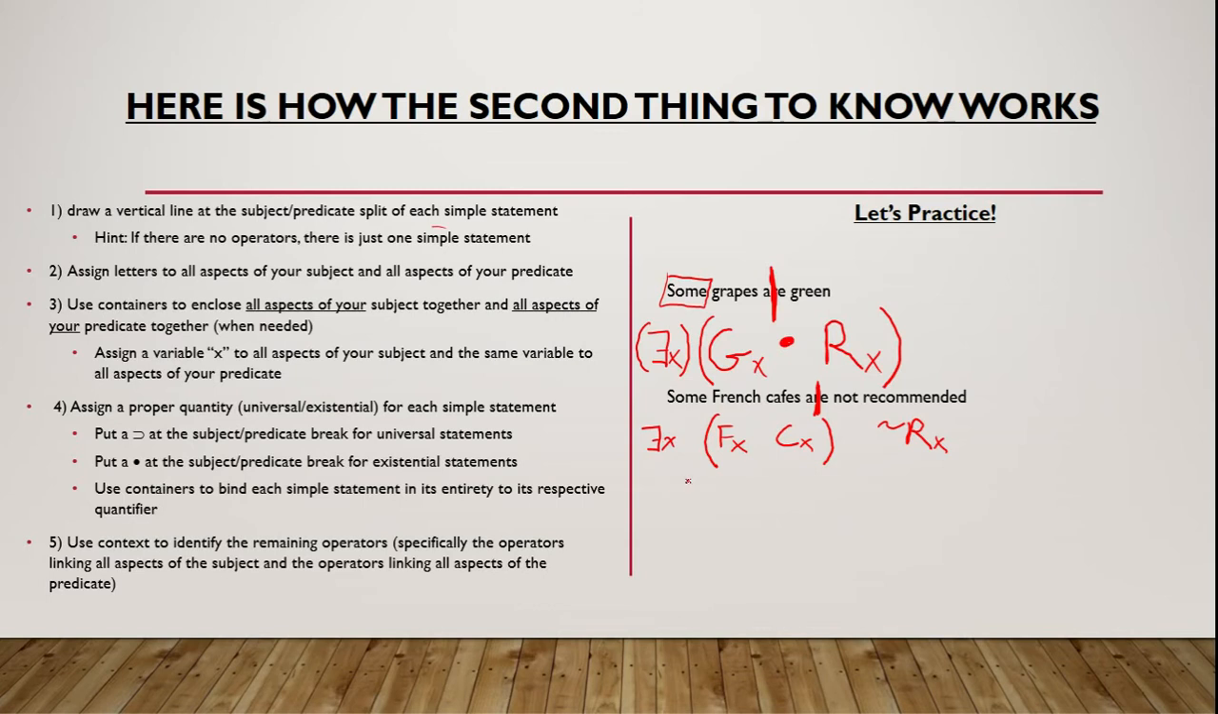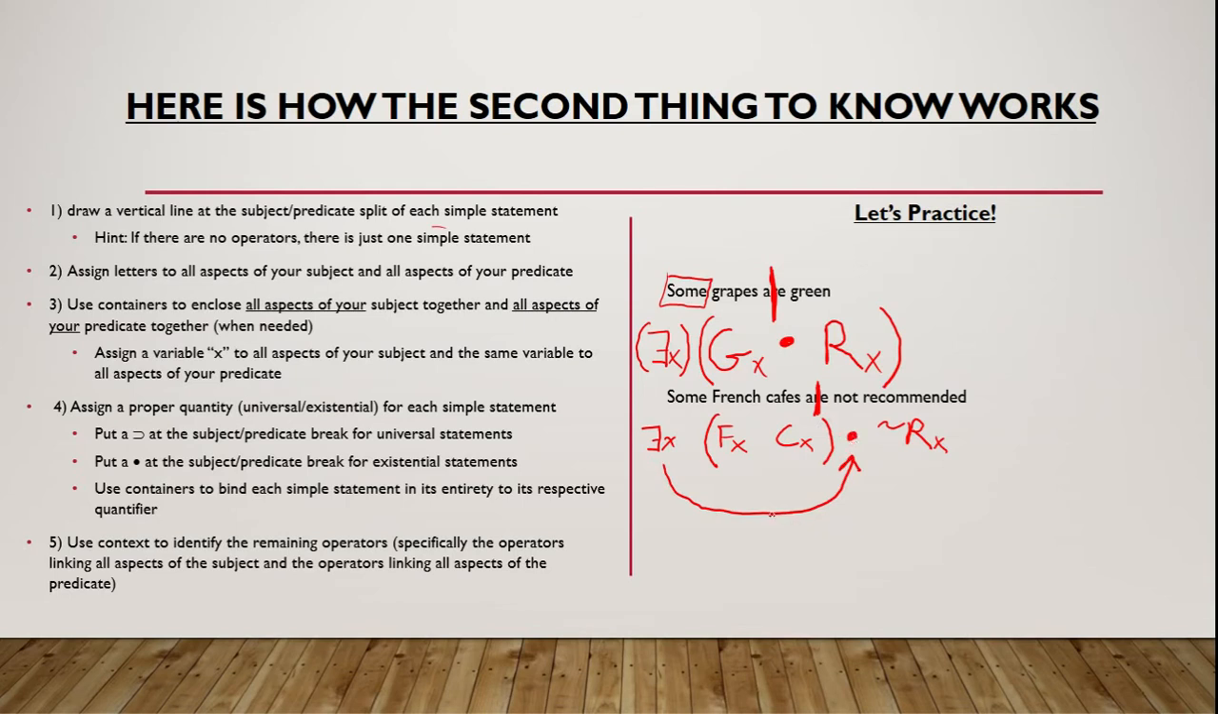Put a horseshoe at the subject predicate break for universal statements. No, this is an existential statement. Put a dot at the subject predicate break for existential statements. So this is an existential statement, it's an EX, so we're going to put a dot right there.